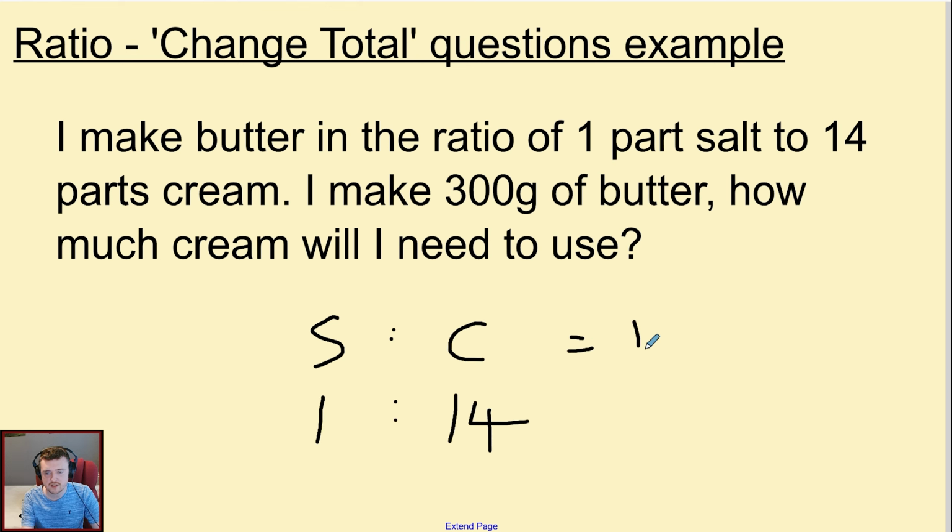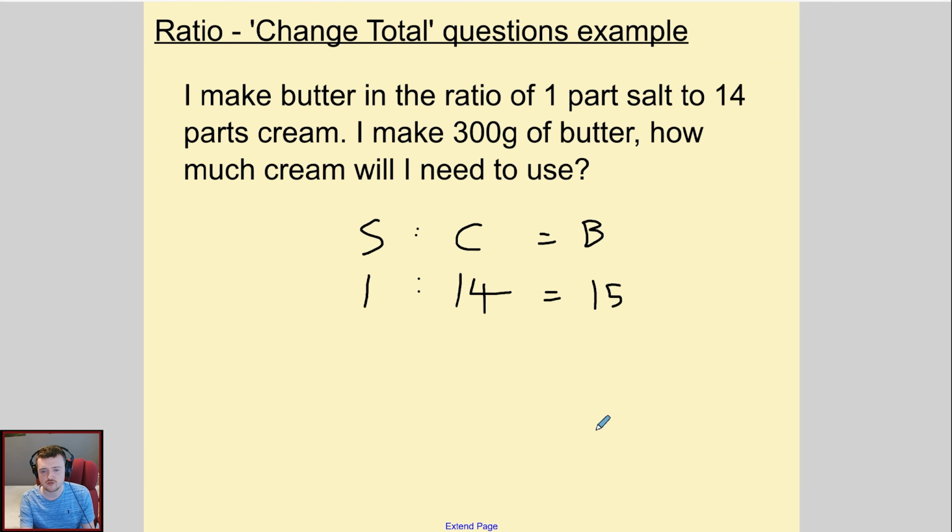And I know that in butter terms, then, 1 add 14 makes 15. So if I just added 1 gram of salt to 14 grams of cream, I'd make 15 grams of butter. Okay. Now, in real life, it probably wouldn't work like that because the salt might dissolve, but that's fine. So how much cream will I need to use if I've got 300? Okay, well, 15 into 300. How many 15s makes 300? Well, 15 times 20 makes 300.